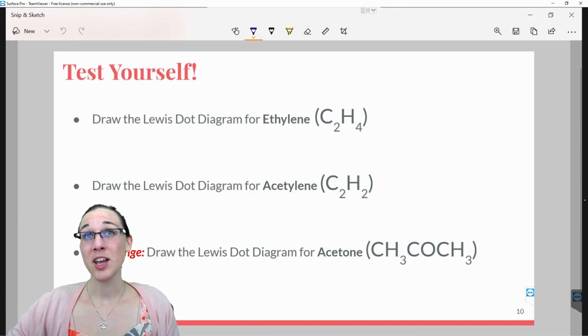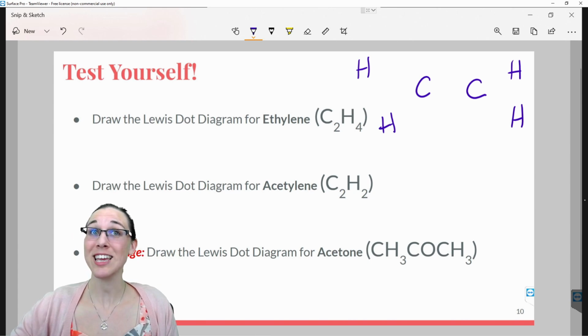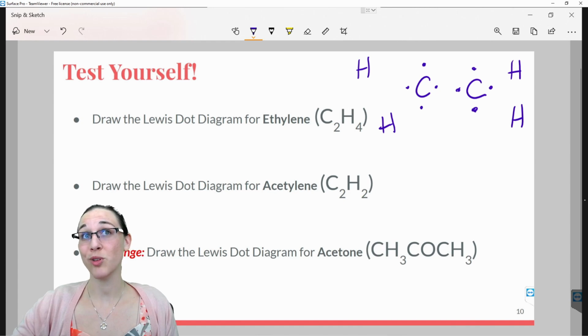In ethylene, we see that there are 2 carbons and 4 hydrogens. Let's individually draw each atom first. 2 carbons, and we have 1, 2, 3, 4 hydrogens. Now we need to draw the valence electrons around each atom respectively. Carbon has 1, 2, 3, 4, as we just determined. 1, 2, 3, 4. And each hydrogen, hopefully you have memorized by now, has a valence of 1.